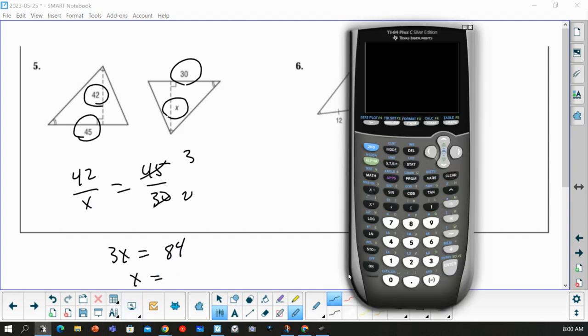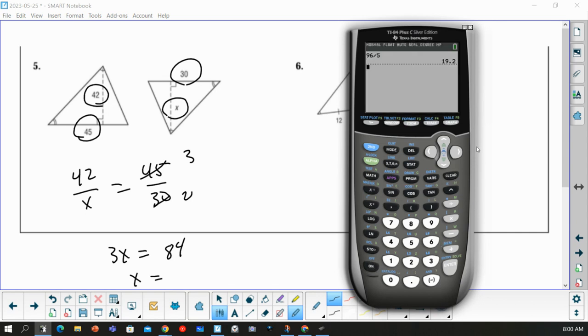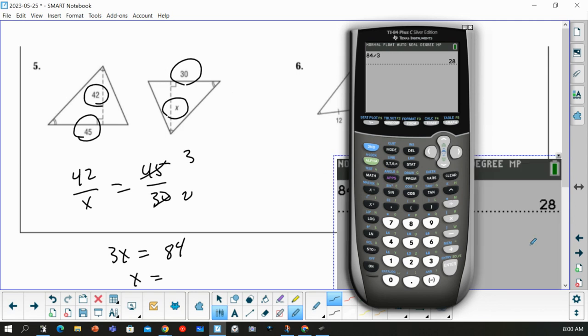Let me grab my calculator here. 84 divided by 3. Wait, turn on. Come on. 84 divided by 3. I think it'll work out. Yeah, what does that say? 28? Yeah, 28.